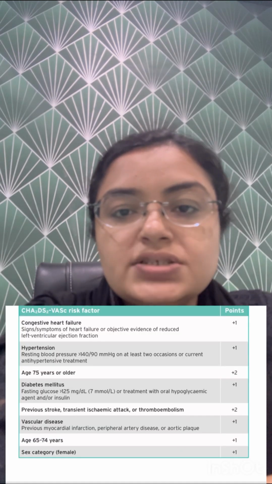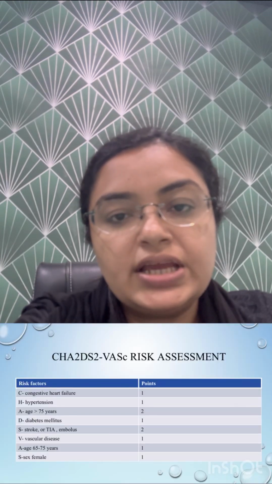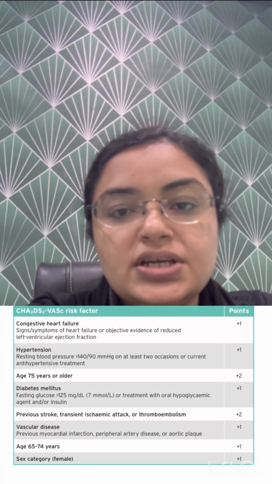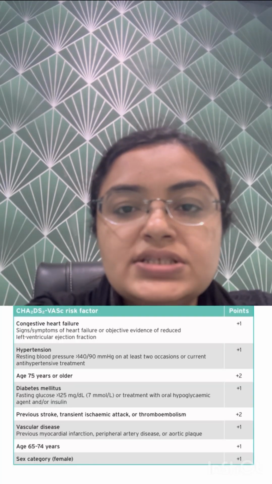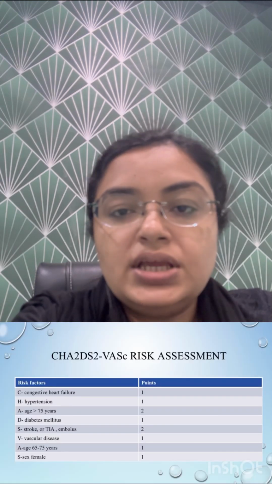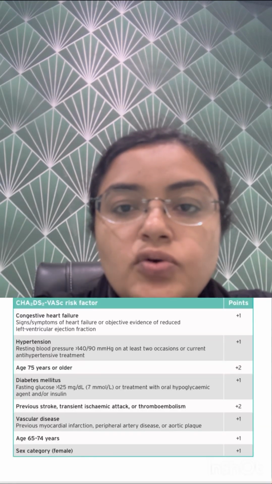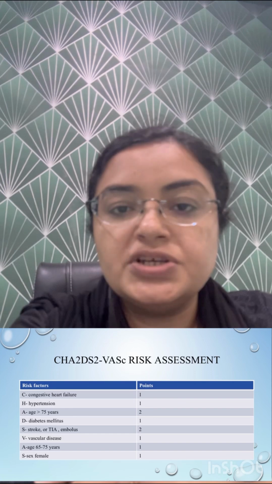The CHA2DS2-VASc score has been defined for patients with non-valvular AF, which excludes patients with rheumatic heart disease, mitral stenosis, and prosthetic heart valves. So what is the CHA2DS2-VASc score? In it we give points to specific risk factors, and we define the risk of stroke development in that patient, so that we can plan the anticoagulation therapy for the patient.